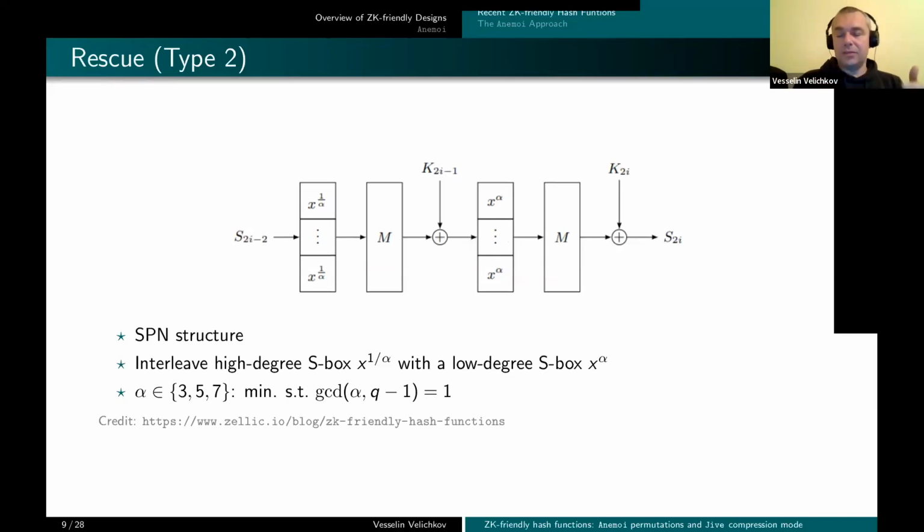And also when you do verification, that is in the non-procedural setting where you can compute both forward and backward, you can always be using the low power map, right? Because then you just transform x to the 1 over alpha into y to the alpha and just check whether x and y match. It still uses the SPN structure. Then alpha, ideally it should be 3, but it depends on the modulus of the finite field. So we need an invertible map. For some fields, you may need to have 5 or 7, but usually 3 or 5 works. So this is the Rescue design.